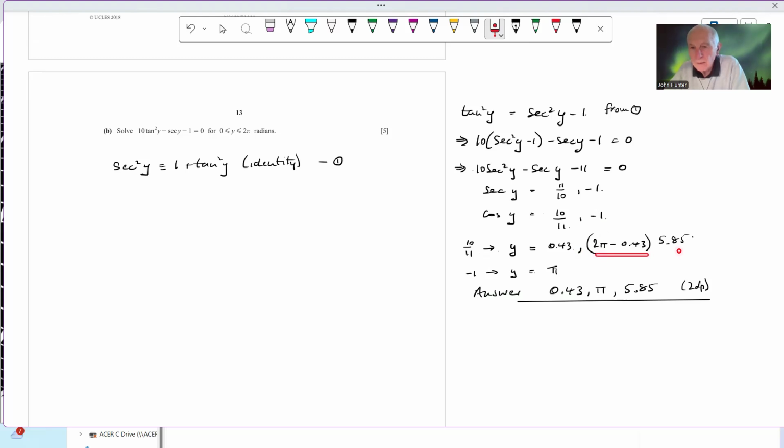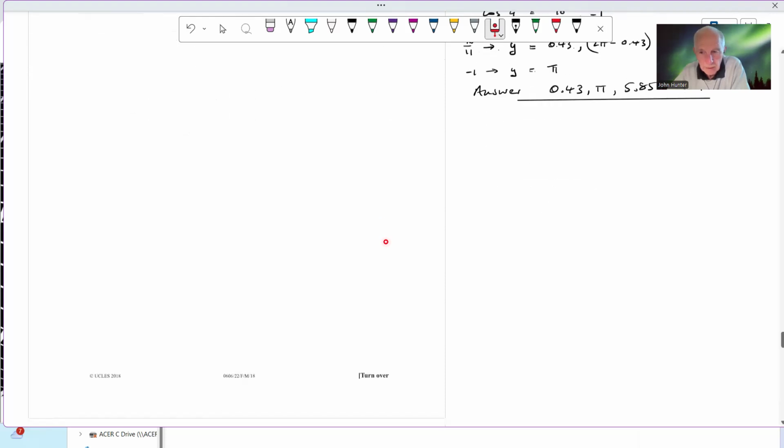So we've got the three solutions: the primary solution, 2 pi minus the primary solution, and pi, which comes out of that value there. So we've got our three solutions in the range of 0 to 2 pi. I should say this equals 5.85, so that's what we calculated it to be. Okay, I hope that helps.